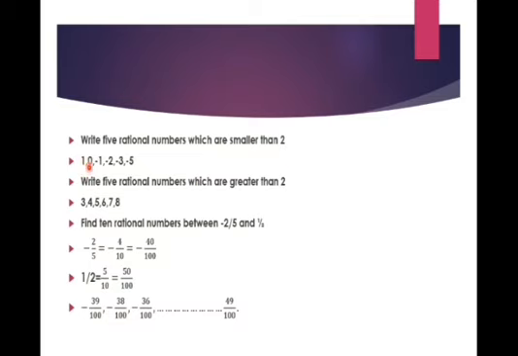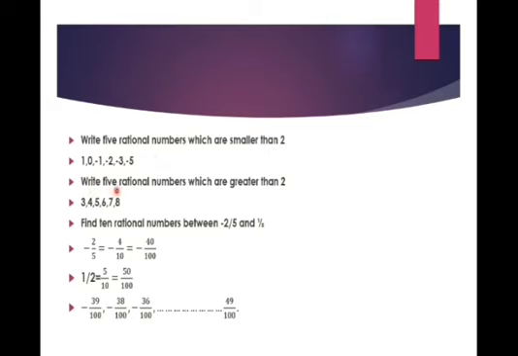0 is also an example. 0 is a rational number. -1, -2, -3, -5 are also integers and also rational numbers, because -1 can be represented as -1 by 1, -2 by 1. In that way, we can find more than 5 rational numbers which are smaller than 2.